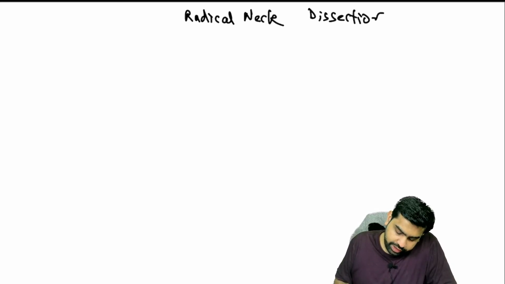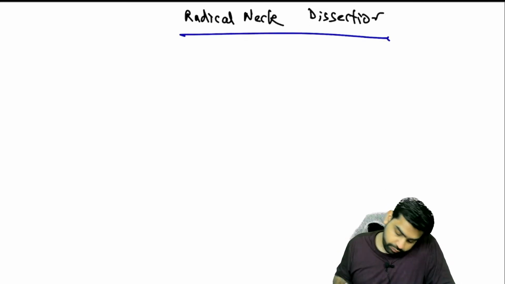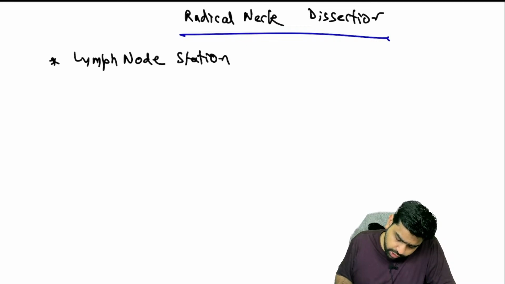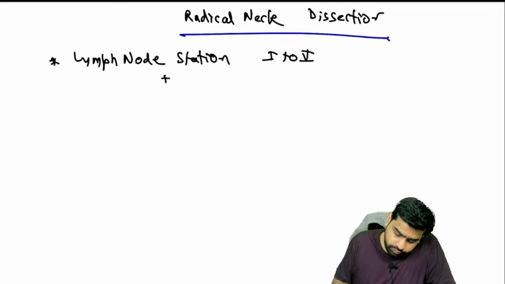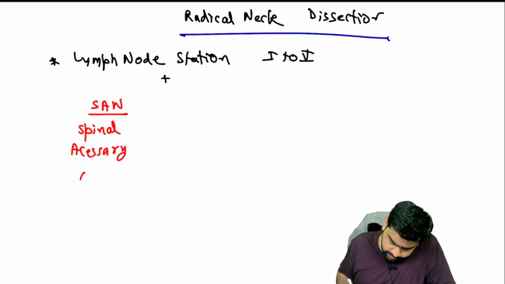Okay, so what we have is a radical neck dissection and a modified radical neck dissection. In the radical neck dissection, what are the things which we remove? Here we remove the lymph node stations 1 to 5. Along with this, you remove the spinal accessory nerve. SAN basically stands for spinal accessory nerve.